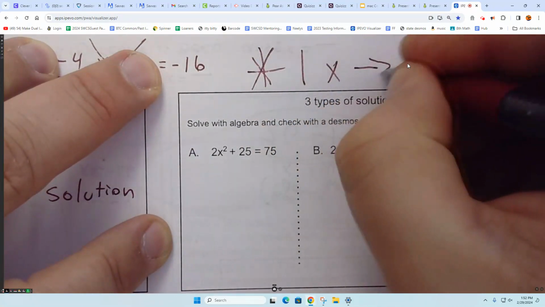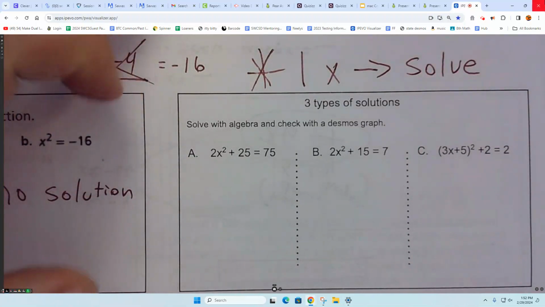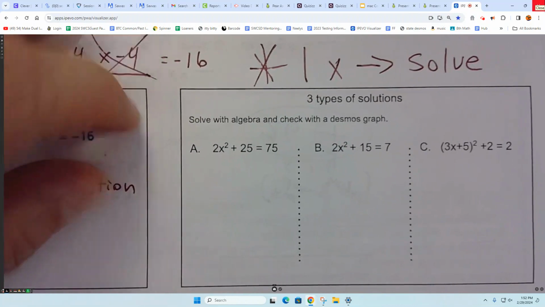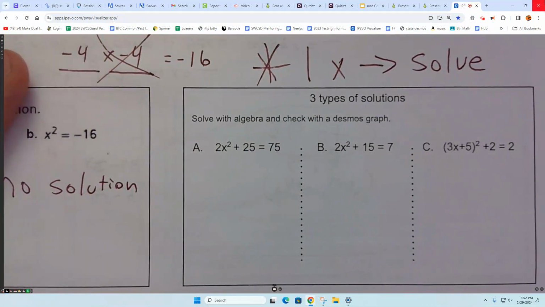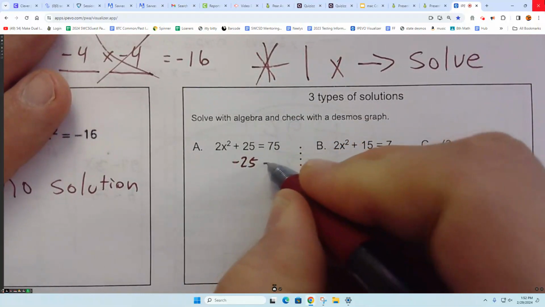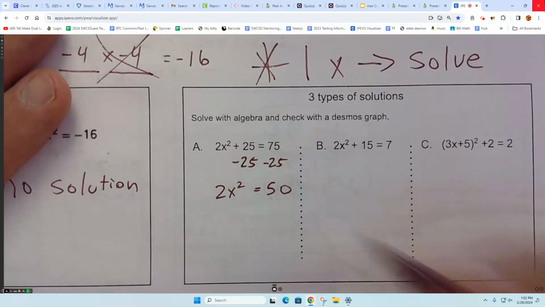1x. We just solve it. You're going to forget this, and this is the easiest part, and you're going to try to make all of these much harder than they are. But if there's only one x, we solve it. Just like normal, we're going to subtract 25 from both sides. 2x squared equals 50.